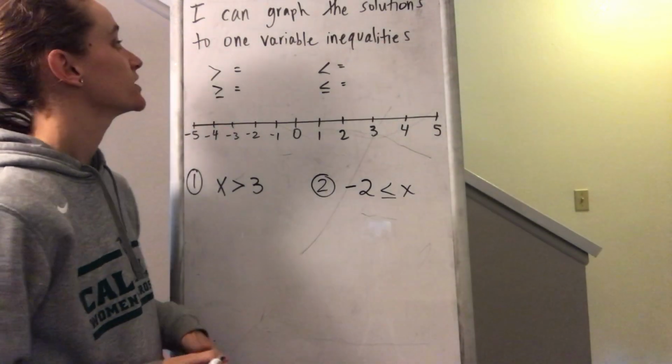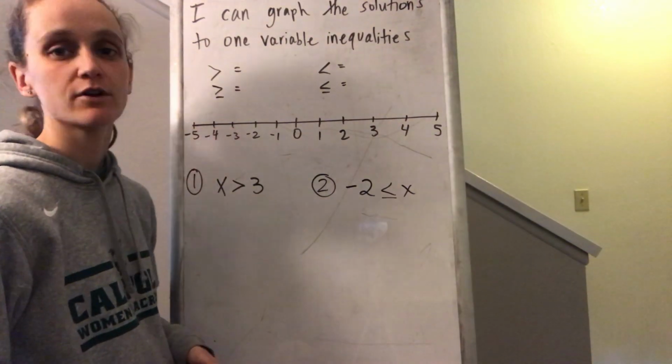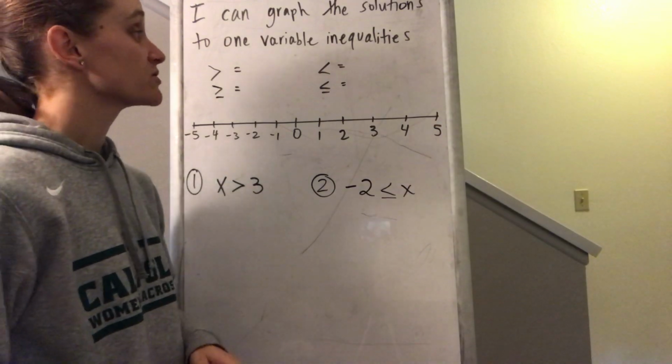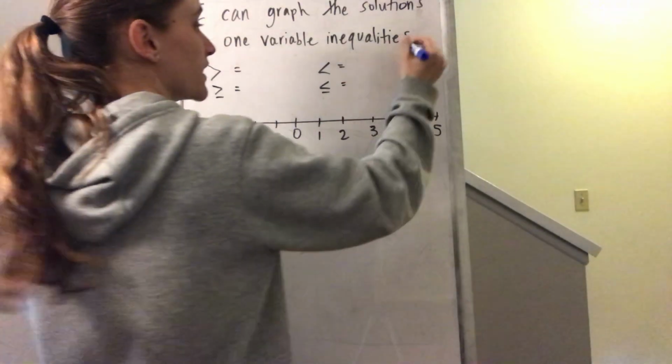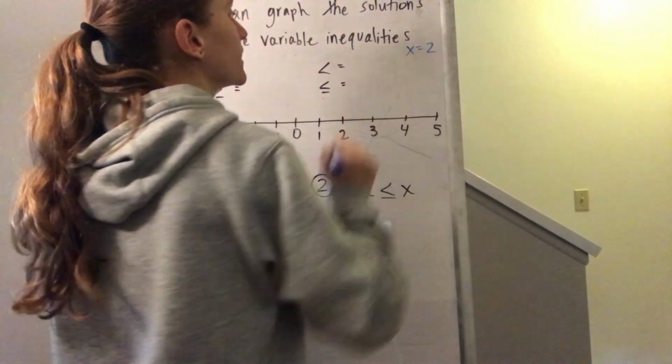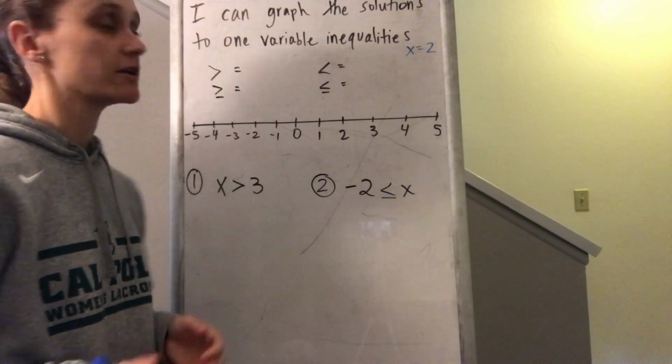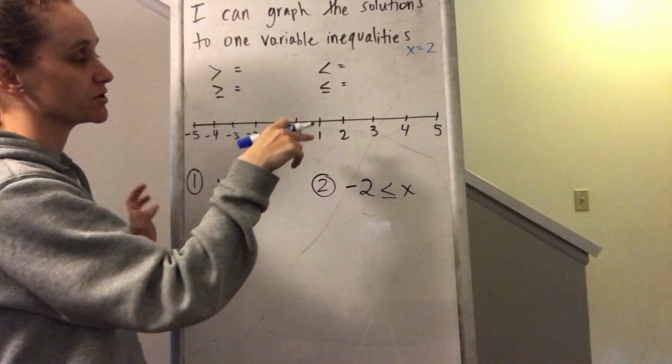Everyone, this learning target is: I can graph the solutions to one variable inequalities. So remember, in an equation, usually we would have something like x equals 2. An inequality means that the two sides are not equal. So these are the symbols that we would use.